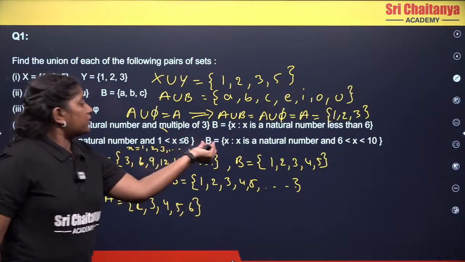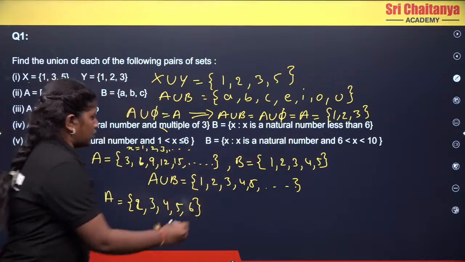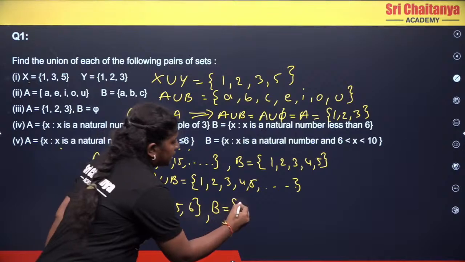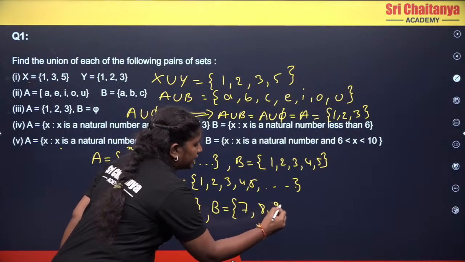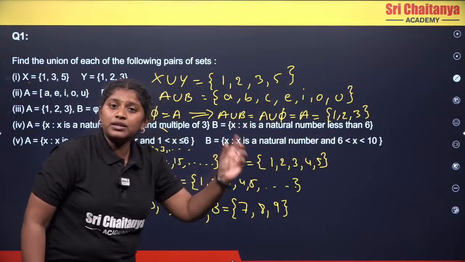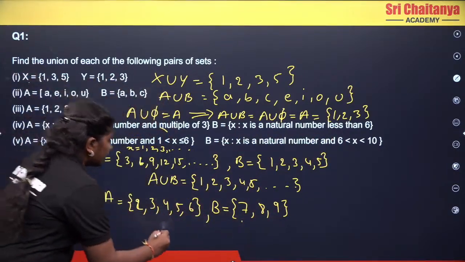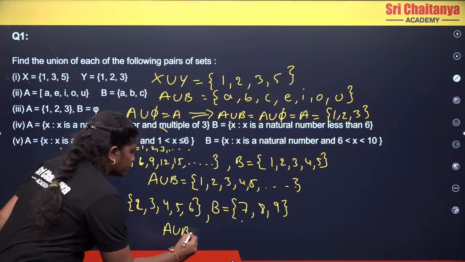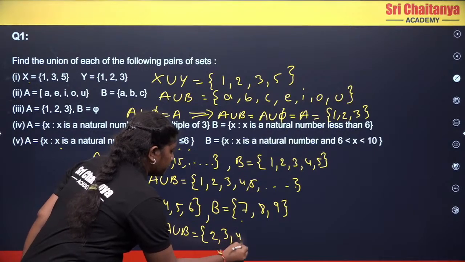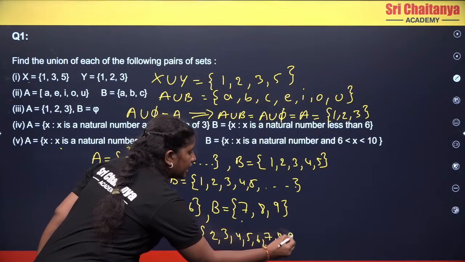Okay. Now moving to the next. B is the set of natural numbers that should lie between 6 and 10. So our B will become the set of 7, 8 and 9. Here we are not considering 10 also, because we have x between only 6 and 10. So we are just going to take 7, 8 and 9. So here A union B will be equal to the set of 2, 3, 4, 5, 6, 7, 8 and 9.